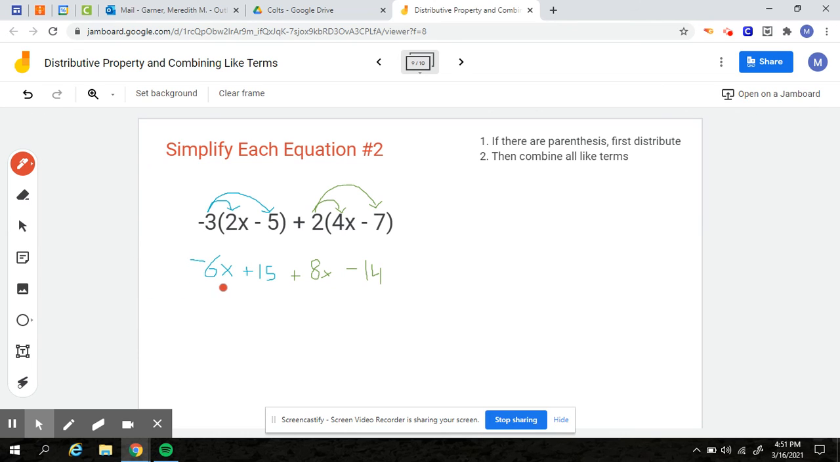Now that the parentheses are gone, I'm ready to combine my like terms. Anytime you see things that are similar, put them together. So in this case, I see 2 things that have x's. I have a negative 6x and a positive 8x. Combining those together, negative 6 plus 8, I'll get 2x. And then I'm going to do the same thing with my numbers. I have a positive 15, negative 14. Combining those together, I'll get plus 1. So once again, I started with this big, long equation. I've got 2 sets of parentheses. I've got negatives everywhere. And I can simplify that so that my final answer is just 2x plus 1.